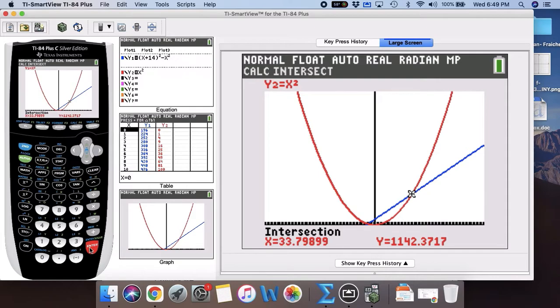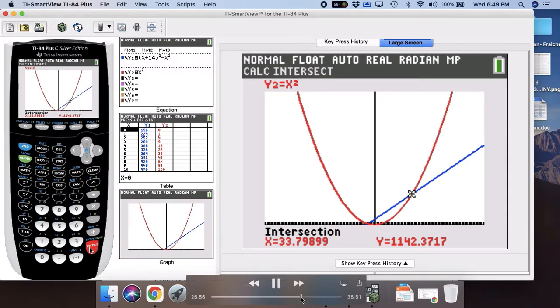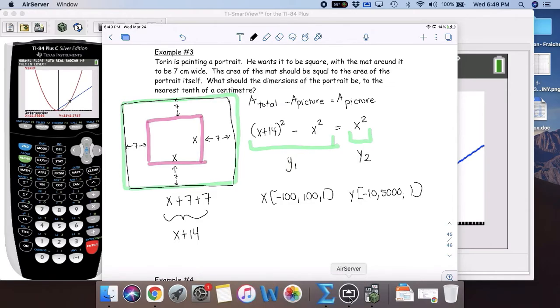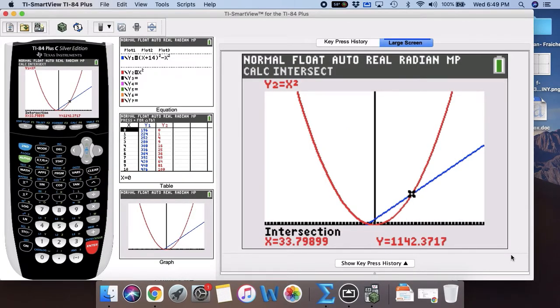This is going to be the length of your picture, which makes sense. The other one would have been negative, which would not make sense. So 33.8 centimeters. I'm just showing my steps: I went second trace, number 5, then found that the intersection was 33.8. Write the centimeters.